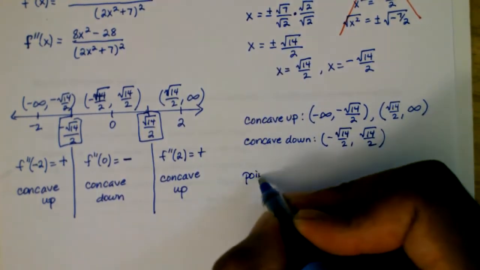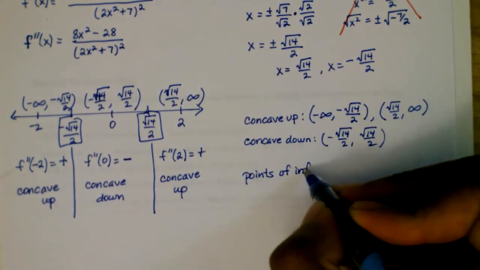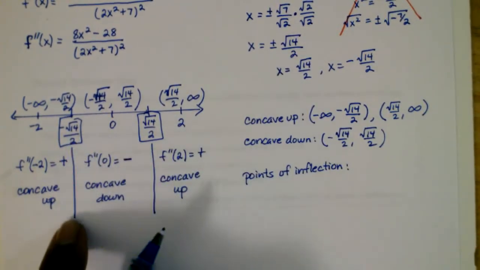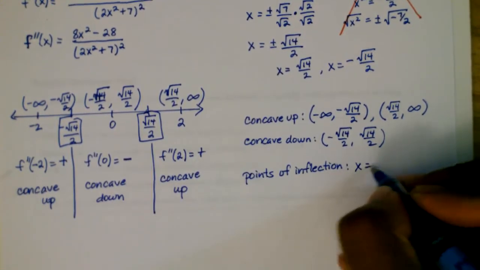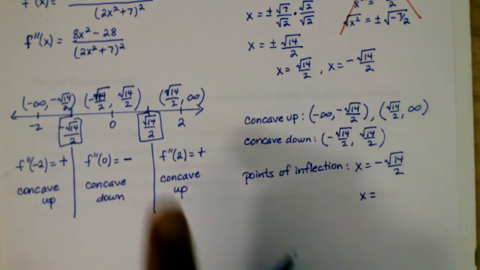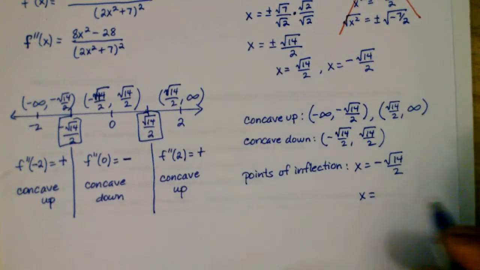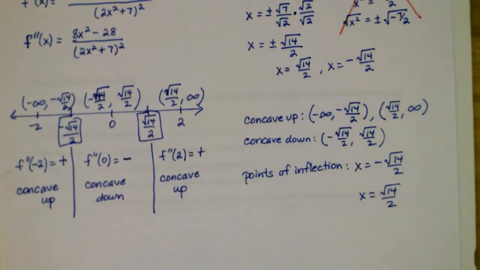And your points of inflection. Of course, your concavity has to change in order for it to be a point of inflection. All right, so for negative square root of 14 over 2, we went from concave up to concave down. That would be a point of inflection. And then for positive square root of 14 over 2, we went from concave down to concave up. So square root of 14 over 2 is your other point of inflection. Okay.